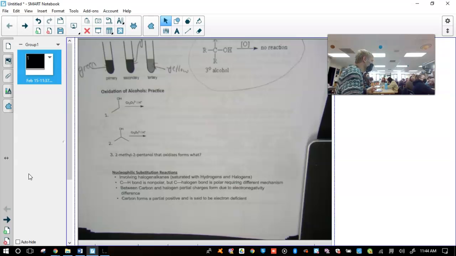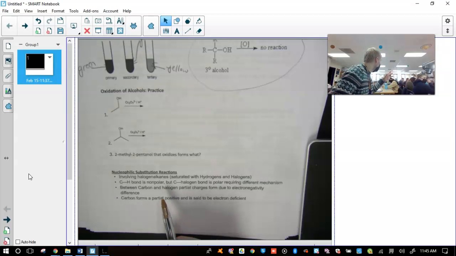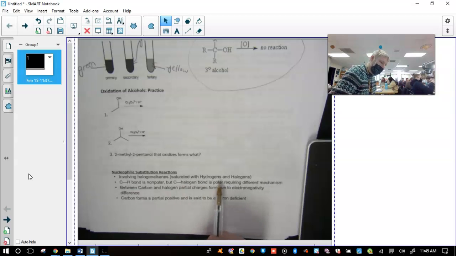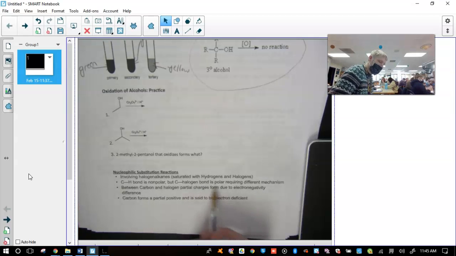So nucleophilic substitution is short for Sn1 and Sn2. S is substitution and N is nucleophilic. It involves halogen alkanes, so that's an alkane, a carbon-hydrogen compound with a halogen attached to it, saturated with hydrogen and halogens. The C-H bond is nonpolar, but the C-halogen bond is polar because of the electronegativity difference, the greater electronegativity value of the halogen.